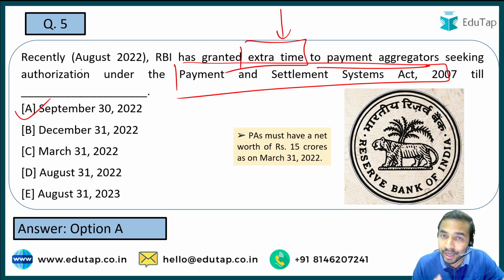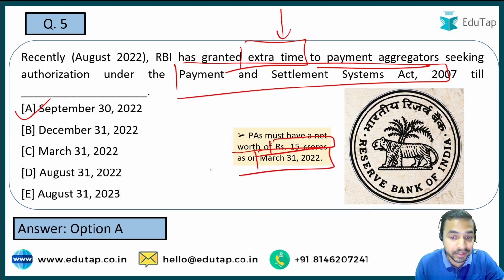And here is a very important point that you should note down: these payment aggregators must have a net worth of rupees 15 crores, and for that as well the Reserve Bank of India has given a timeline, that by March 31, 2022, which has already passed, the payment aggregators must have a net worth of rupees 15 crores. That is what you are required to remember from this news.